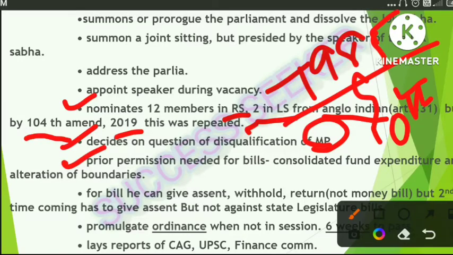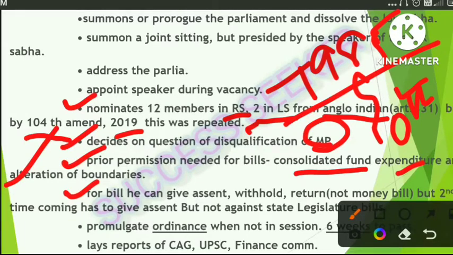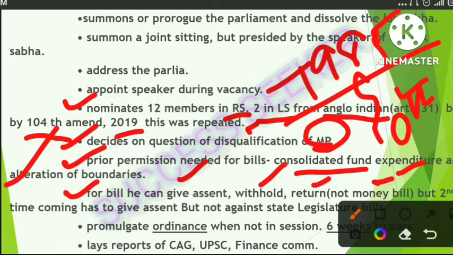Next, the President's prior permission is needed for bills, that is, for money which can be withdrawn from the Consolidated Fund for expenditure, and for alteration of boundaries. For bills, he can give assent. A bill passed by the Lok Sabha and Rajya Sabha has to be signed by the President to become an act. So the President has the option to withhold or return, but not return in the case of a money bill.